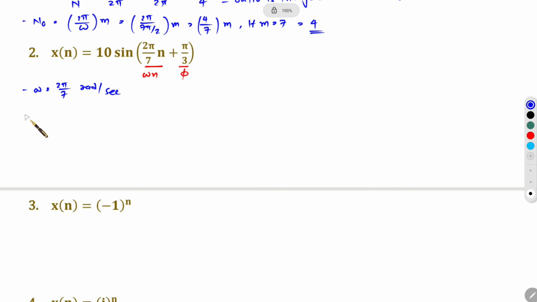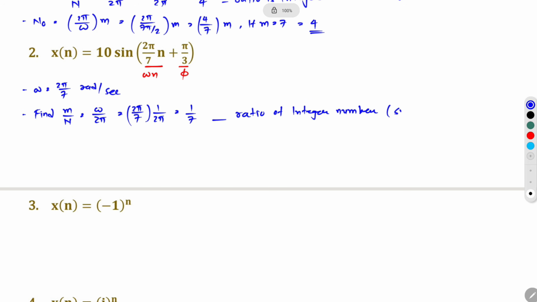Now to check periodicity, what we need to check? We need to check small m by capital N, that is omega by 2 pi. Here omega is 2 pi by 7 and divided by 2 pi, that is there with us. So this will be 1 by 7. And if you observe, this is ratio of integer number. What it means? It means given signal is periodic signal. Right. So first of all, identify m by capital N, that is equals to omega by 2 pi. If it is a ratio of integer number, then given signal is periodic signal.